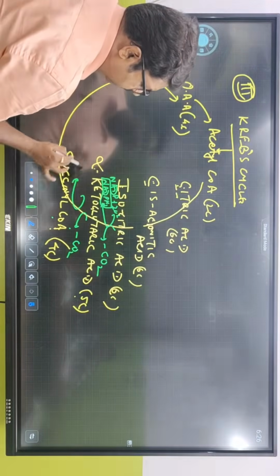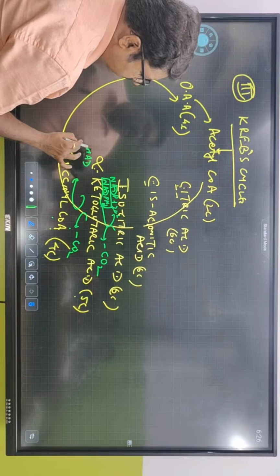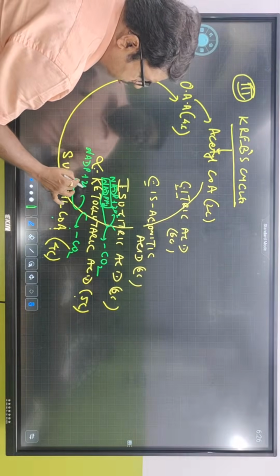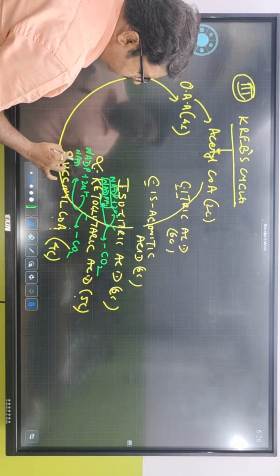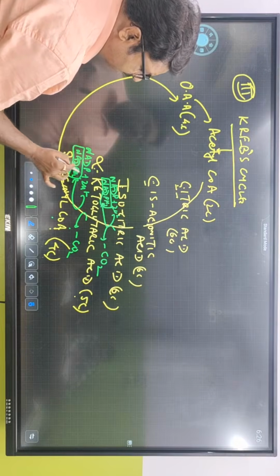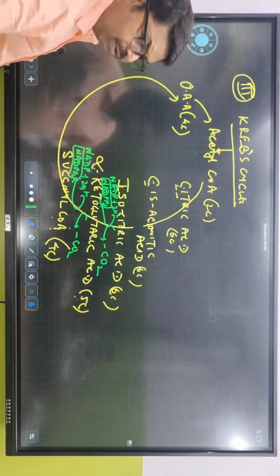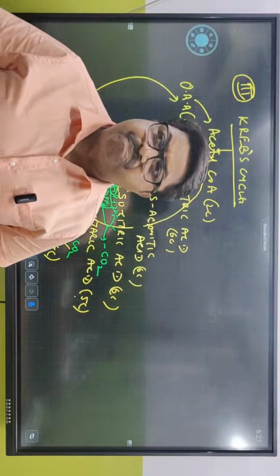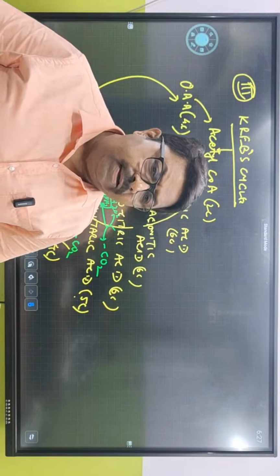So what is going to happen over here? Again, another NAD is going to bind with 2H plus to give rise to NADH2. So again NAD has been reduced to give rise to NADH2. Any issues with this? Clear?